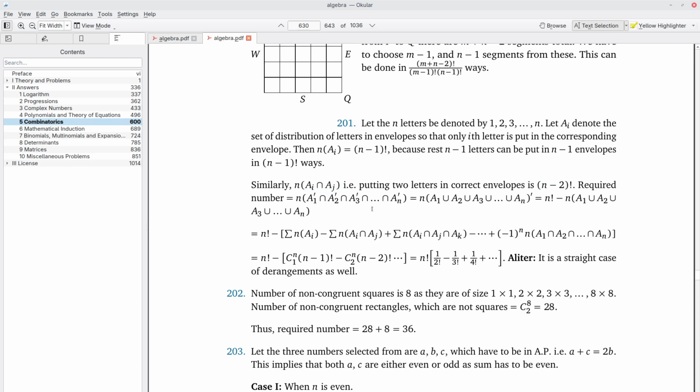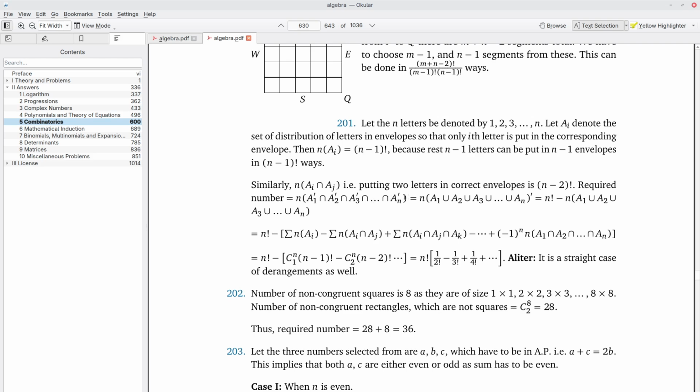Now, you need to think carefully, and you will see that what we have to do is n(A1 complement). Sorry, only one letter is being put into the wrong envelope. That is, the first letter is being put in the wrong envelope. That is the meaning of A1 complement. And A2 complement is putting the second letter in the wrong envelope. So the intersection of all these will give you the required number.